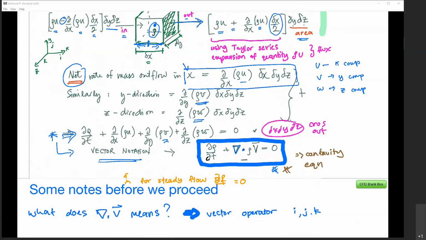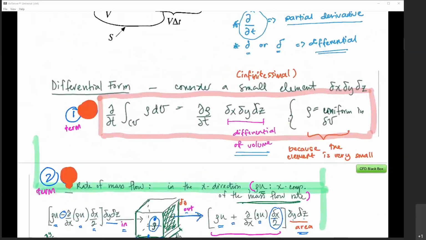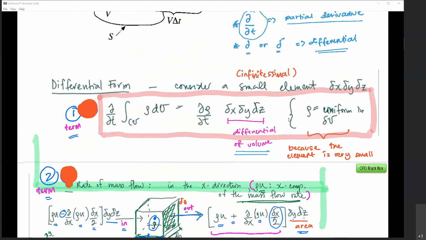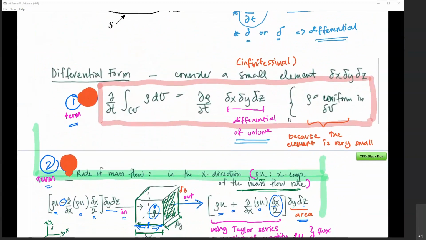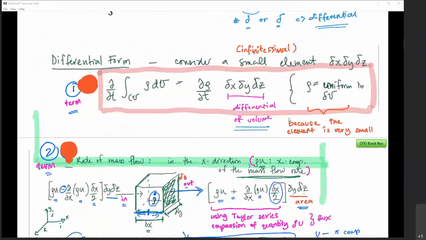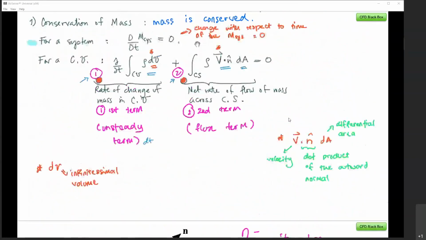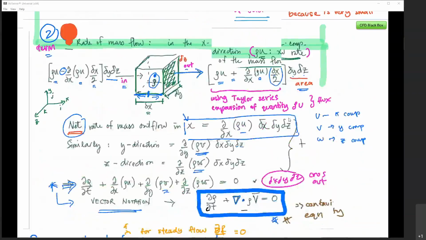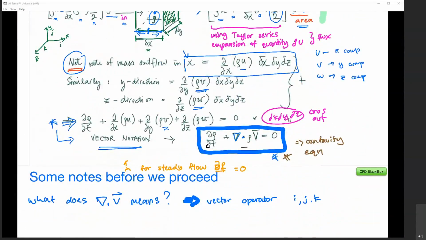If you go back quickly, we have two terms. The first one is the unsteady term, the d over dt here, and the second term is the rate of flow of mass. So if we derive each of them and substitute what we have for the rate of mass into the equation, that's how we arrive at the vector notation of the continuity equation.